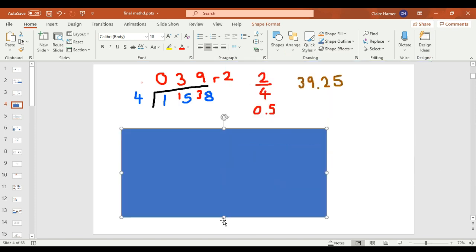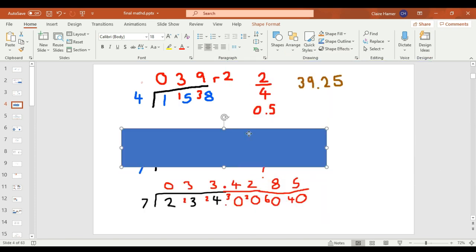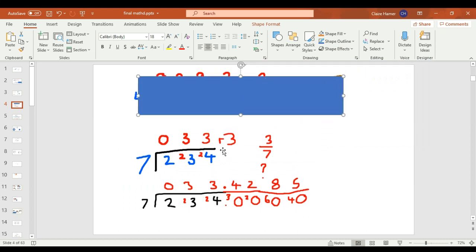So on the other question, I got remainder 3, which became 3/7. I was not sure of the decimal equivalent for 3/7. It's not a known fact. So I placed my decimal point and I carried the remainder on, and I decided to stop here because I didn't want to use any more of my time, but I could have carried on.